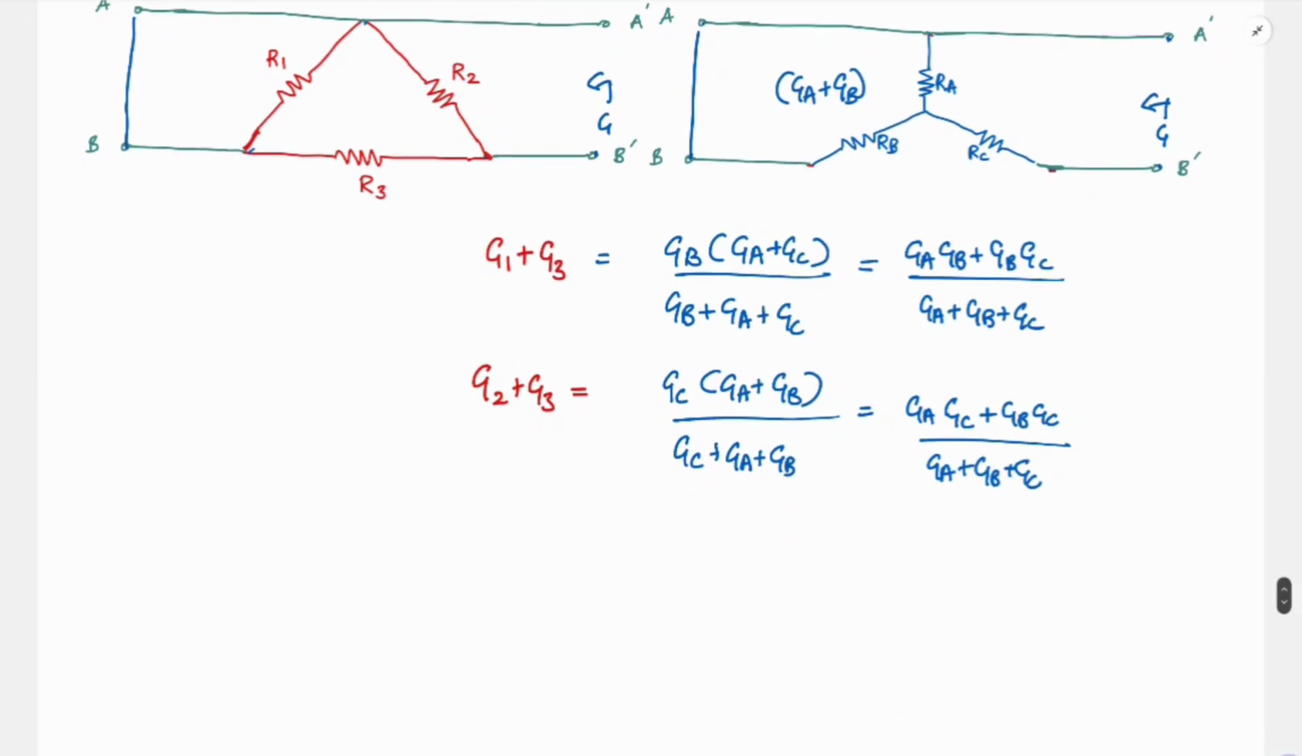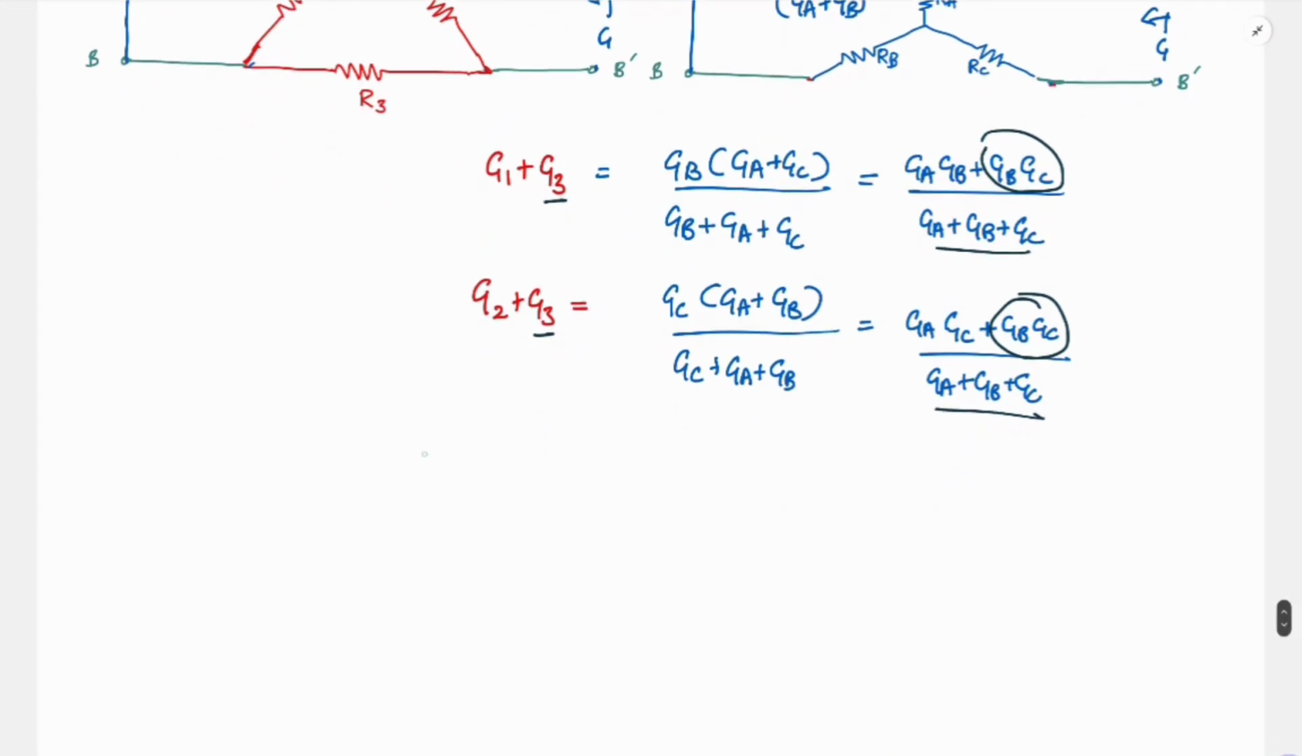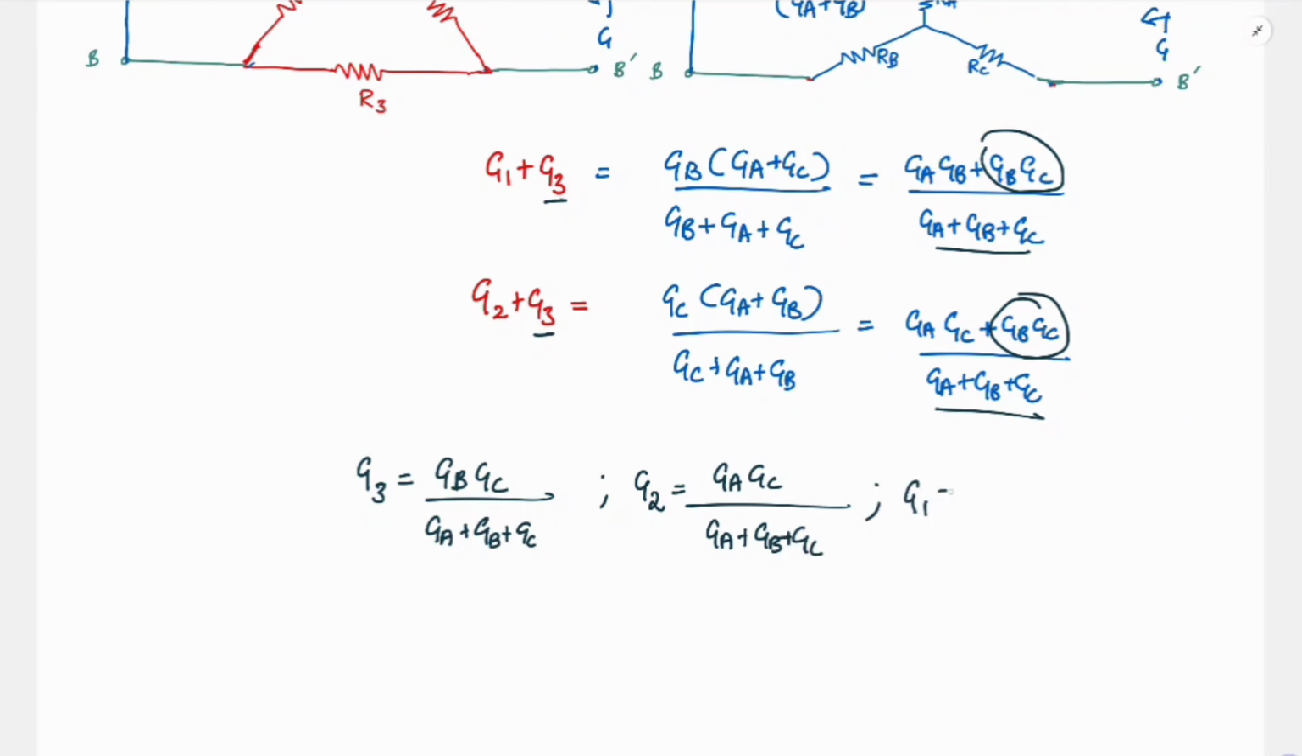Right? Now if you observe the left hand side and right hand side, G3 is common on the left hand side, and on the right hand side the denominator is the same. In the numerator, GB GC is common. So you can straightaway write G3 is nothing but GB GC by GA plus GB plus GC. If you want to write in terms of resistances, you can easily convert. Before that, we'll also write out G2 and G1. G2 is GA GC by GA plus GB plus GC. Similarly, G1 is nothing but GA GB by GA plus GB plus GC.